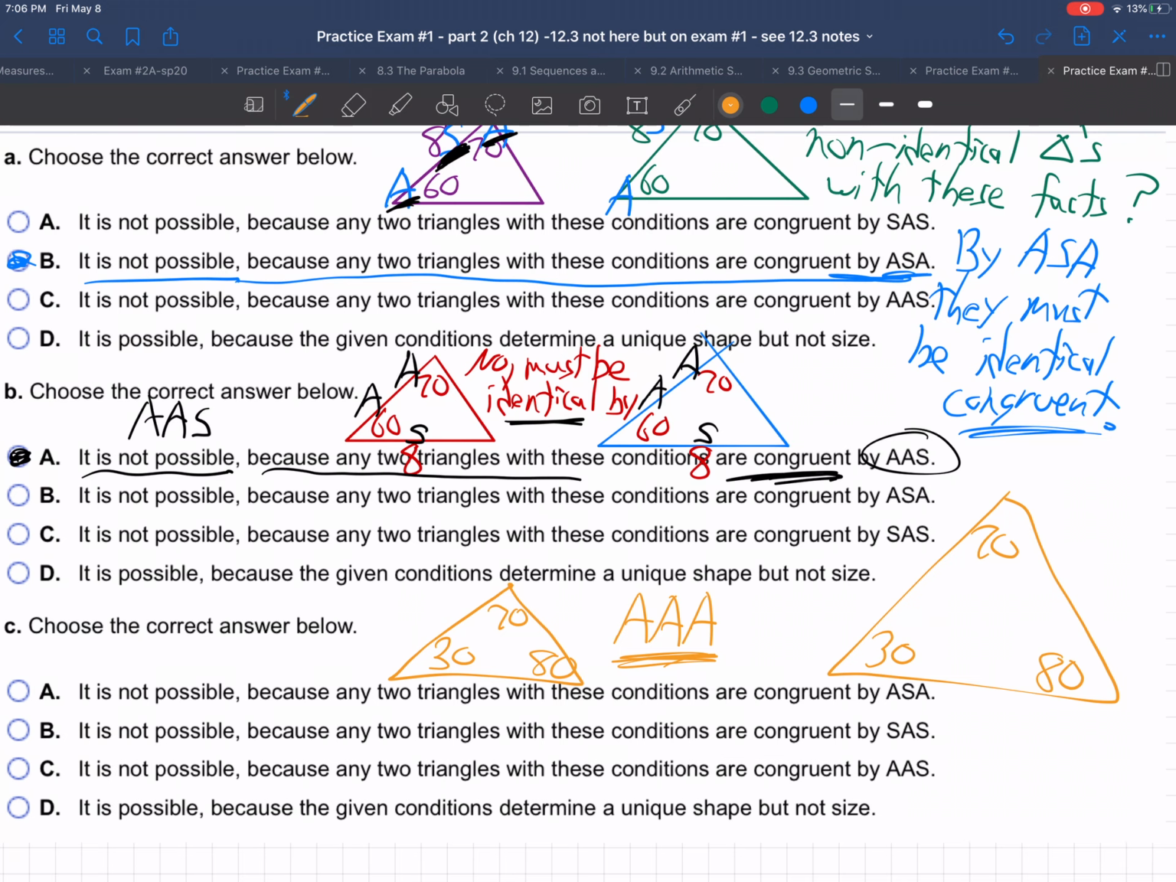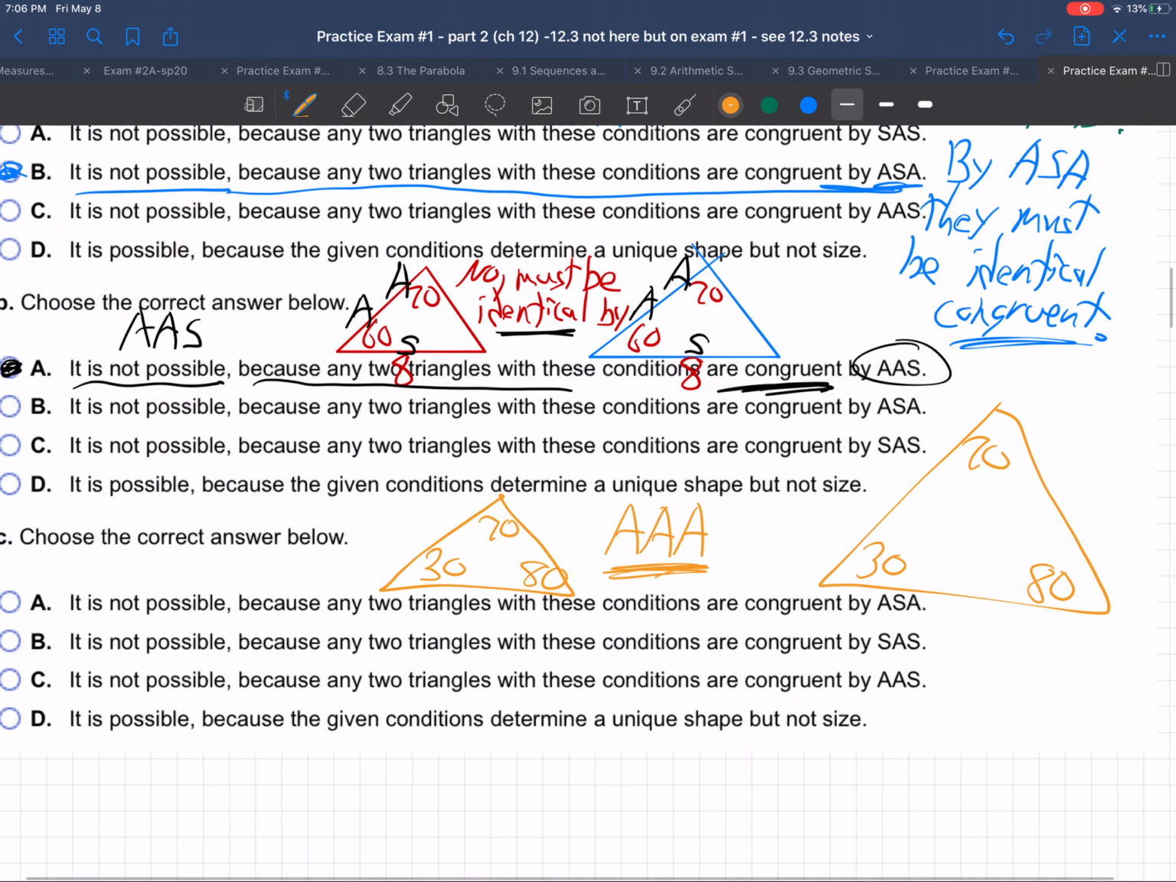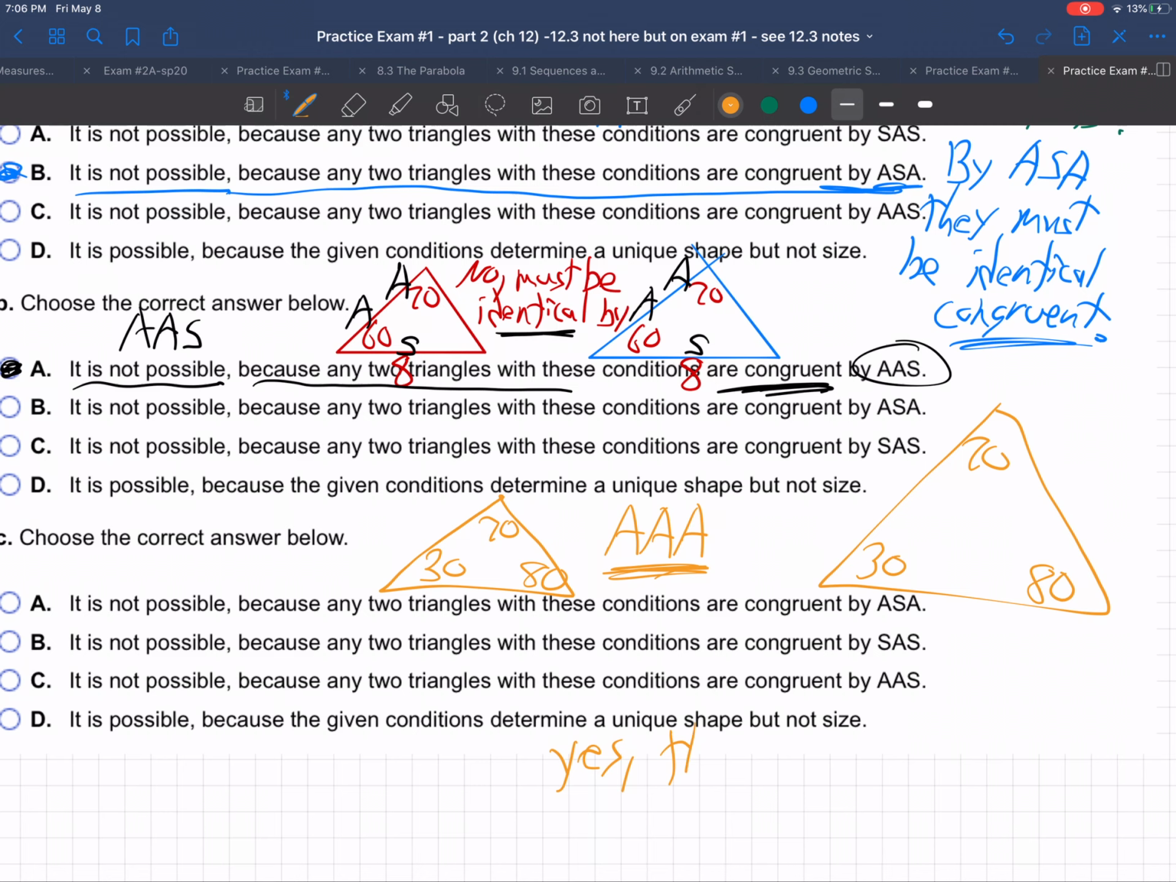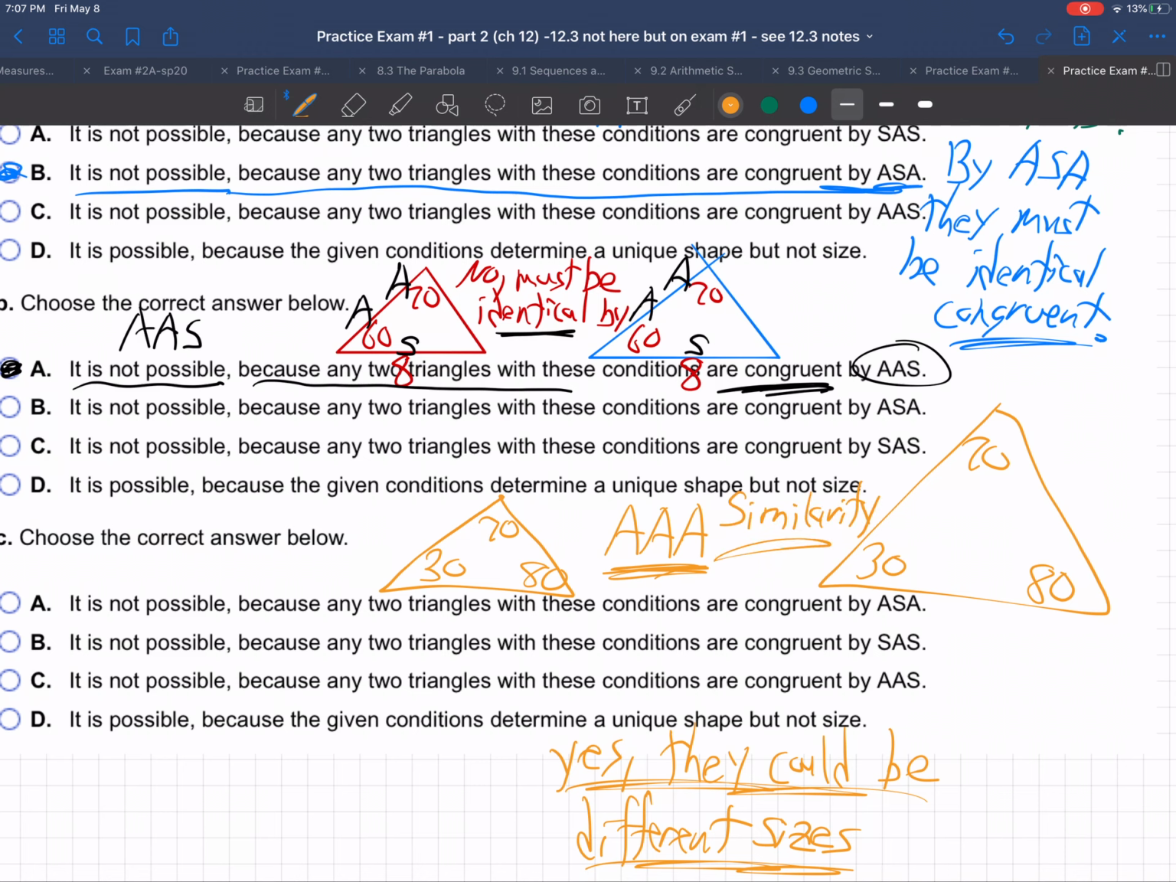So our answer to this one is yes, they could be different sizes. The triangles could be different sizes. They've got to be the same shape. Remember, angle, angle, angle proves similarity. They're similar, meaning they're the same shape, but one could be a bigger version of the other. Same shape, different sizes is our answer.